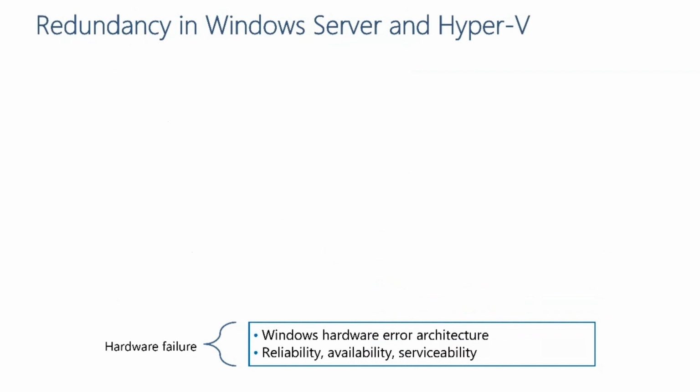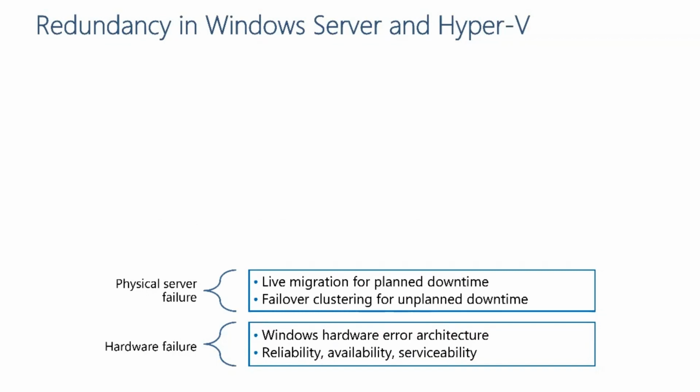All right, so redundancy in Windows Server and Hyper-V. At the hardware layer, like we said in another presentation, at every layer there's something you can do. At the hardware layer, hey Robin, come on in. If it's a hardware failure, there's the Windows hardware error architecture, reliability, availability, and serviceability. If it's a physical server failure, we can use live migration for planned downtime, and failover clustering for unplanned downtime.